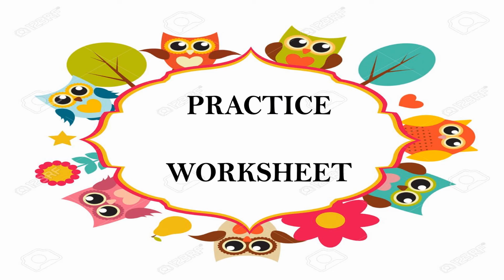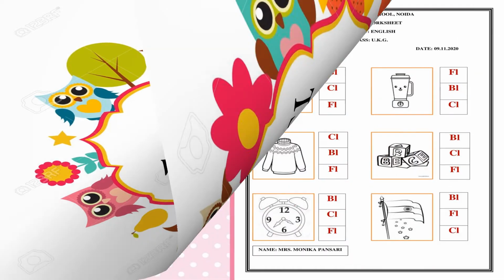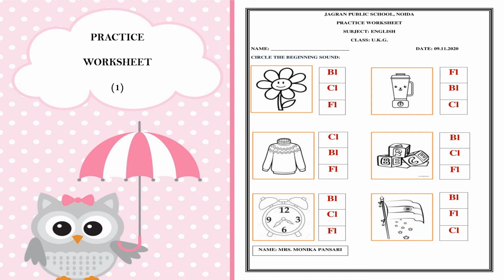So now there is a practice worksheet with blends bl, cl and fl. Let's see it. Your first worksheet says circle the beginning sound. What you have to do in this is identify the picture, then see which blend it is, circle that blend, and after that color the picture. For example, the first picture is of a flower. The blend there is FL, fl. So you will circle fl, and the rest you will do like this only. Okay? Practice it and complete the worksheet.